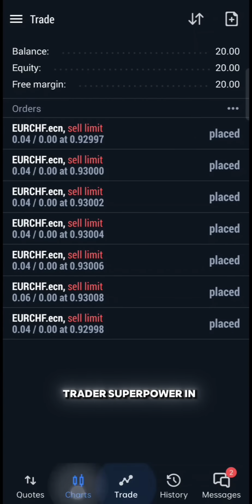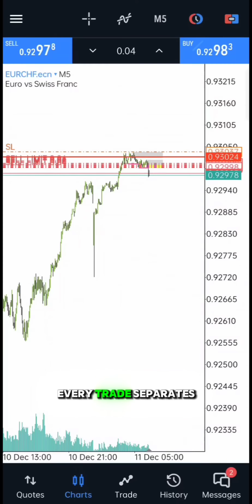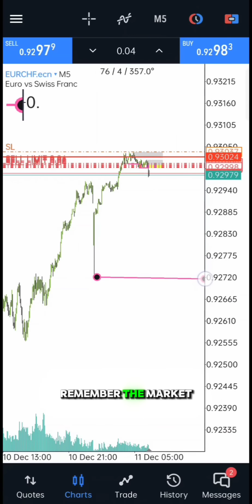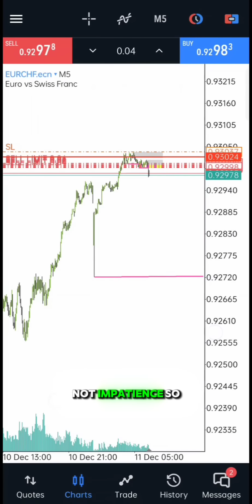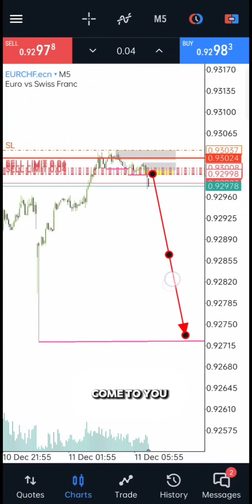Patience is a trader's superpower. In Forex, waiting for the right setup instead of chasing every trade separates winners from losers. Remember, the market rewards discipline, not impatience. So stay calm, stick to your strategy, and let the trades come to you.